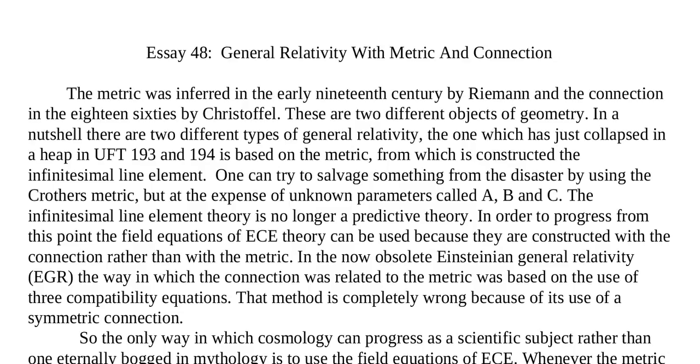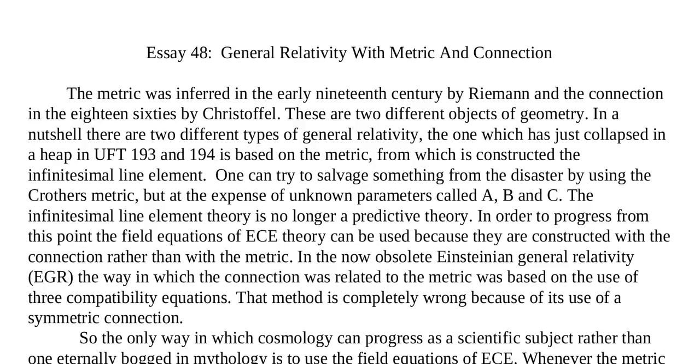Essay 48. General Relativity with Metric and Connection. The metric was inferred in the early 19th century by Riemann and the connection in the 1860s by Christoffel. These are two different objects of geometry. In a nutshell, there are two different types of general relativity.